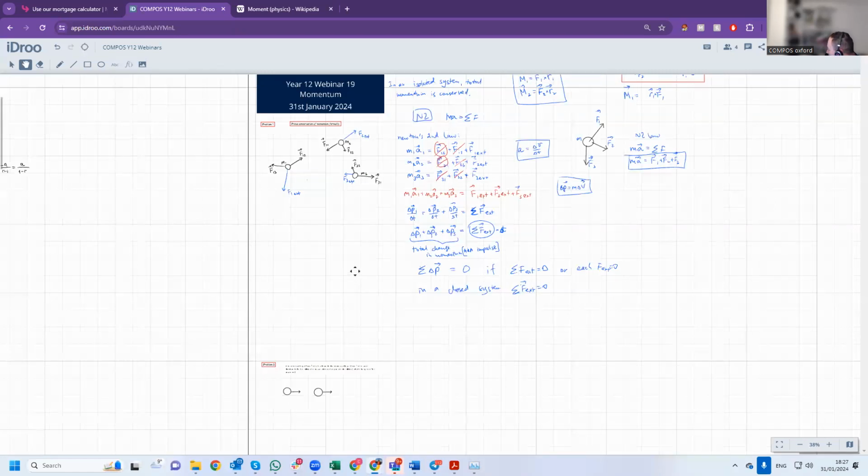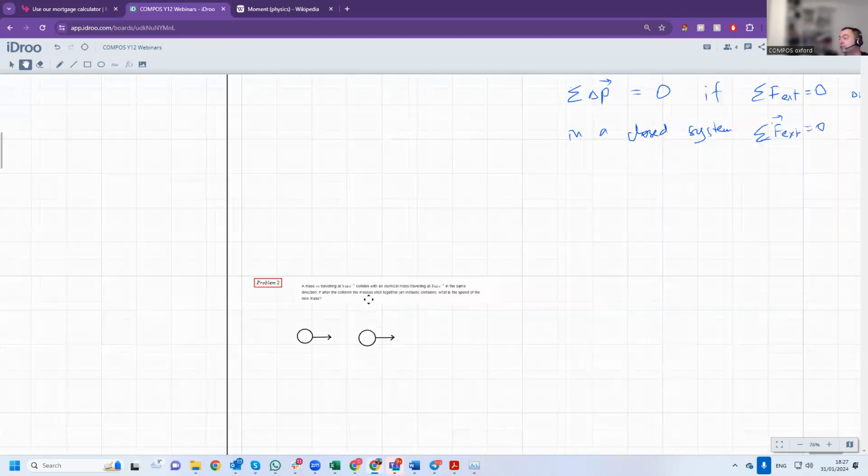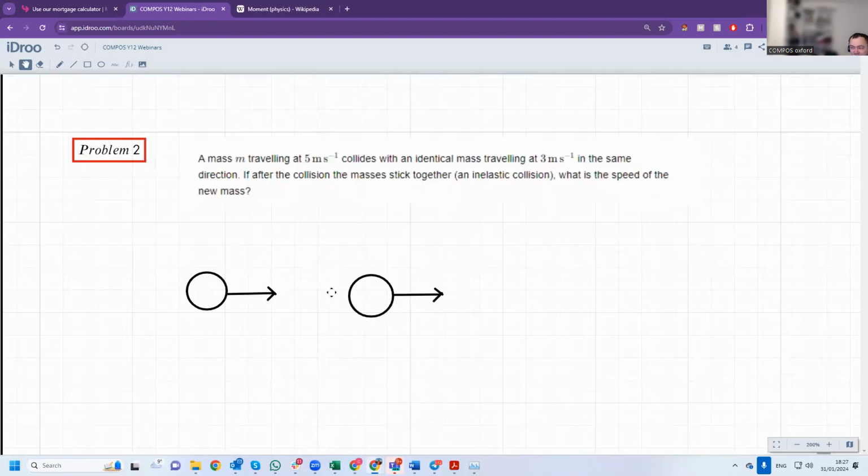And a closed system is a system with no external forces. So, for example, if you imagine a snooker table with no friction, or outer space. Outer space would be one. Not just outer space, it has to be far away from any planets. It's not enough to go into orbit.